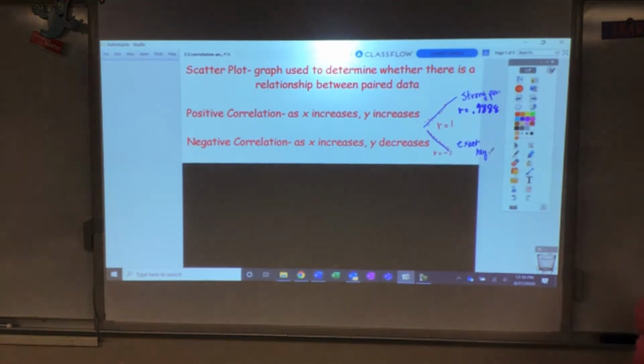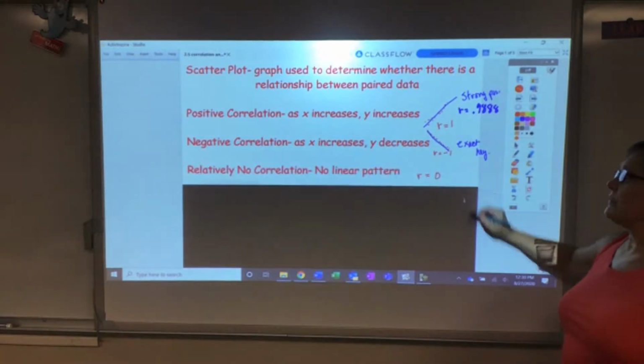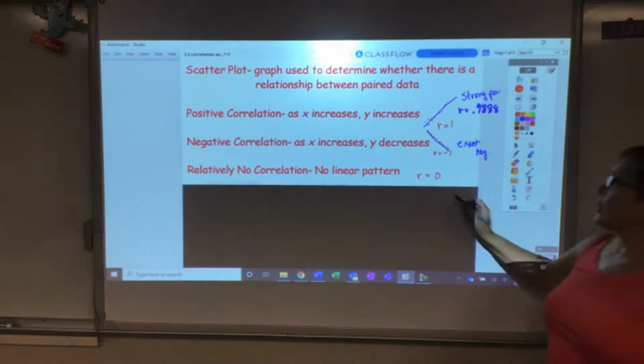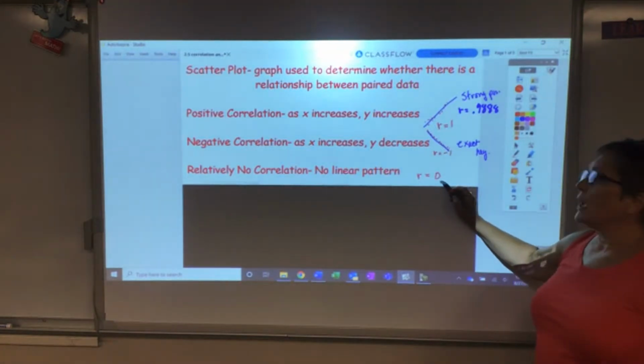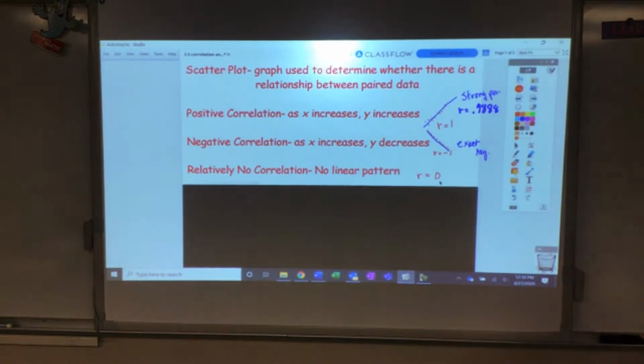So we can have strong, weak, relatively strong, and it can be positive or negative. And our last situation would be relatively no correlation. That is when your R is really close to 0. There's actually no real pattern. Statistically, they say anything under 50%, 0.5, would be relatively no correlation. If we are 0.5 to 0.6, we would say we are moderately strong. If we are 0.7 and above, we would be very strong.